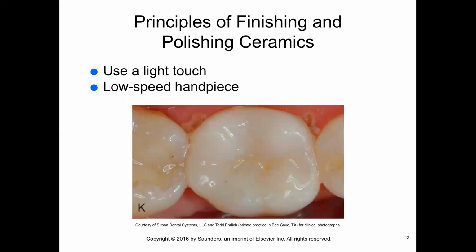There are two basic principles to finishing and polishing ceramic. Following both of these principles will minimize the generation of heat and surface and subsurface damage. When trying to achieve a smooth surface, it's important to follow proper sequence, processing to fine and yet finer abrasive finishing and polishing instruments. Generation of heat during adjustment, finishing, and polishing can cause damage that may progress to fracture of the restoration.